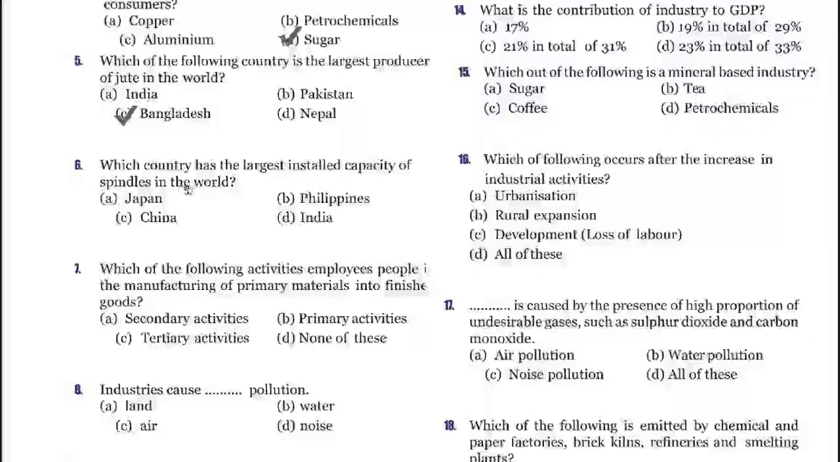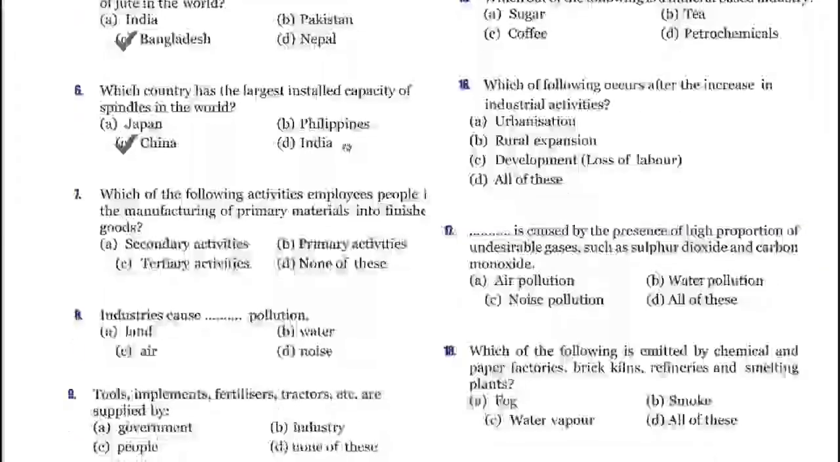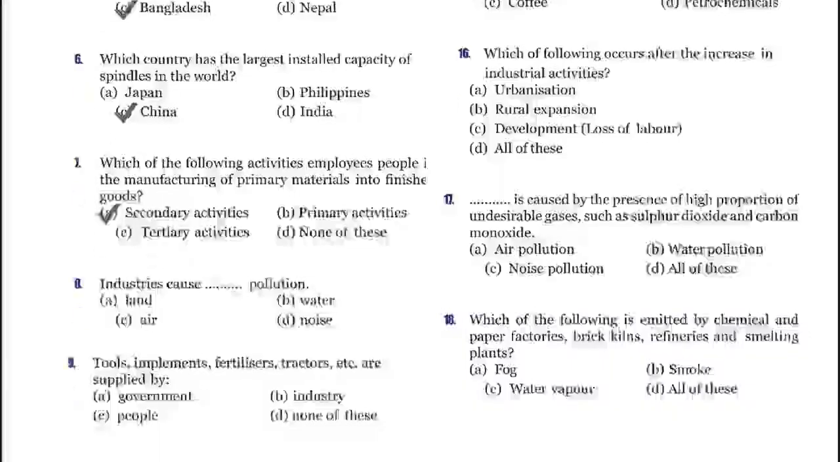Now question 6, which country has the largest installed capacity of spindles in the world? Japan, Philippines, China, and India. I think Japan is the answer. No, it's China. Option C is the correct answer. Now question 7, which of the following activities employs people in the manufacturing of primary material into finished goods? The options are secondary activities, primary activities, tertiary activities, and none of these, and its correct answer is option A, secondary activities.